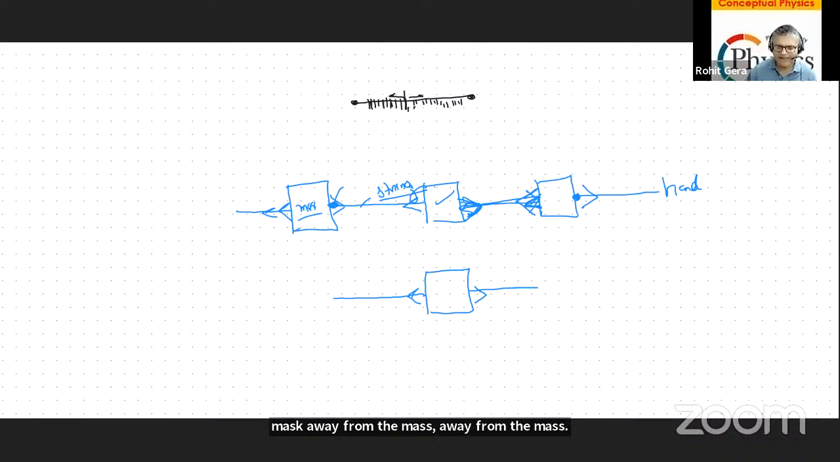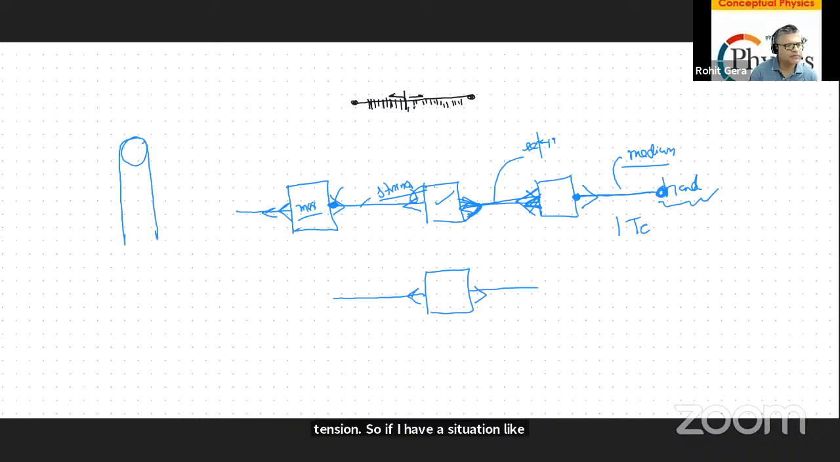So the string is only a medium. String is only acting as a medium for transmission of the force you had in your hand. One string, one tension. Separate string, separate tension. So if I have a situation like this, single string, single tension.